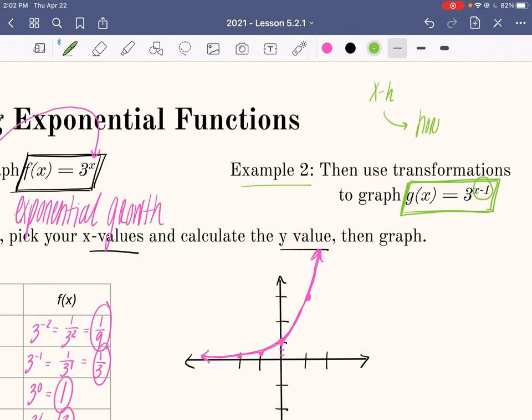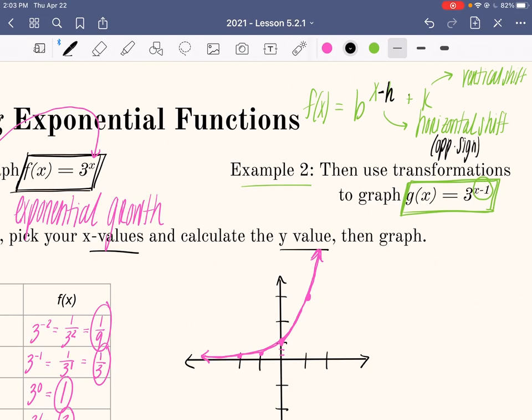And so this would be the horizontal shift. And then the plus k, if we had anything added on the outside of that whole thing, would be the vertical shift. Also, note that the horizontal shift, since it's a minus h, is always the opposite sign, versus the vertical shift, which is a plus k, so it's the same sign.